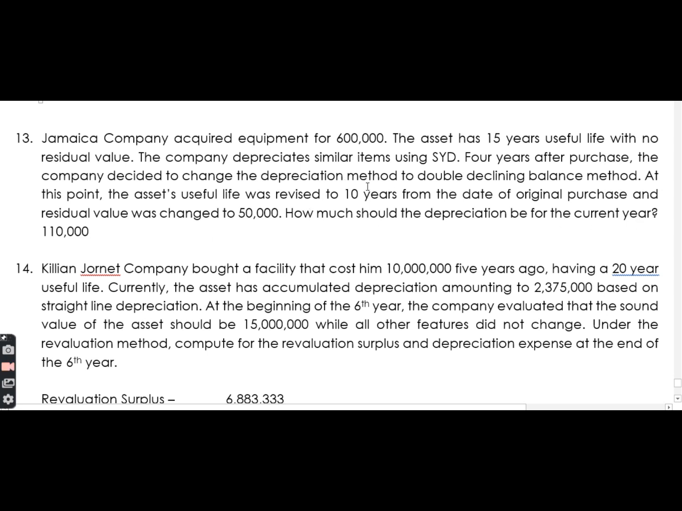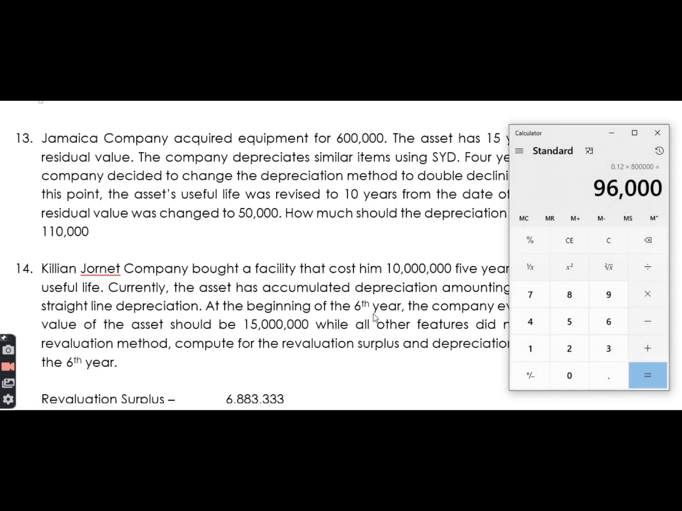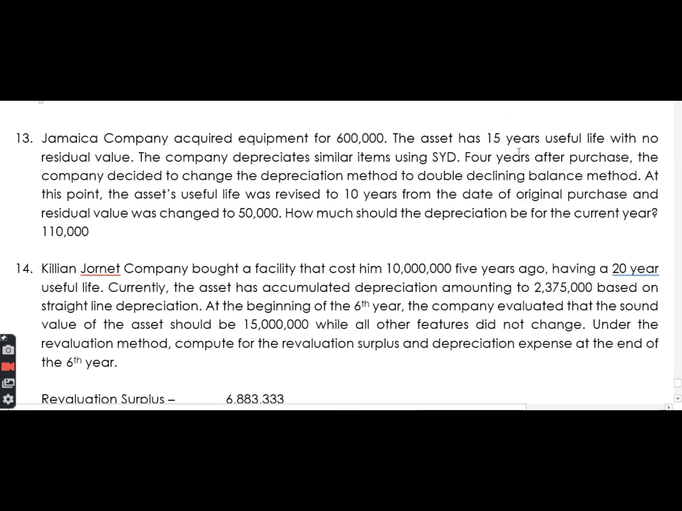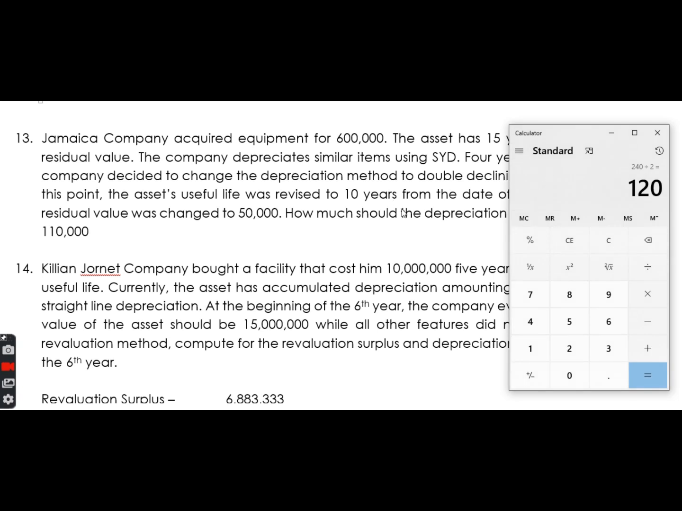Okay, so ang una natin gawin, alamin muna natin kung magkano yung carrying amount ng ating asset for after depreciating it ng 4 years. Okay, so ang una natin gawin, di ba SYD yung una niyang gamit, tas 15 years. So, computein muna natin yung ating denominator. 15 times 16, di ba? N times N plus 1. Tapos, i-divide natin ng 2. So, 120 ang total denominator. Nagamit natin siya ng 4 years. So, ano yung numerator na ginamit natin? I-note mo lang yung 120 ha.